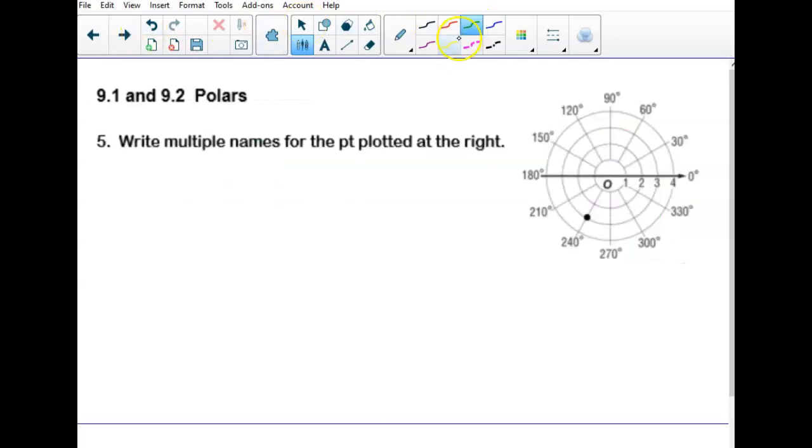All right, then polars. We haven't talked about these for a couple days. The one on the quiz is multiple choice, I think. I'm almost positive. But can you give me some names? This one isn't bad because it's in degrees. Can you give me some names for that point right there? Like 4 names? Everybody give me one.